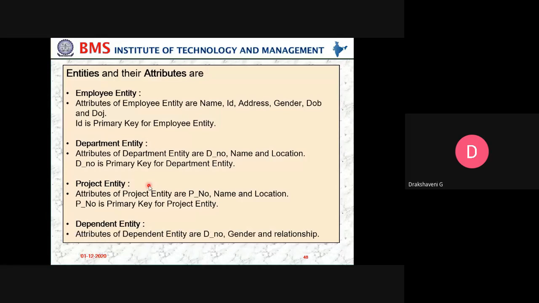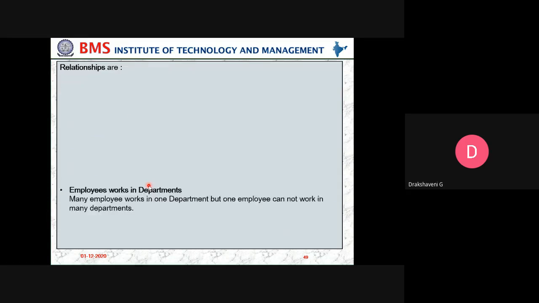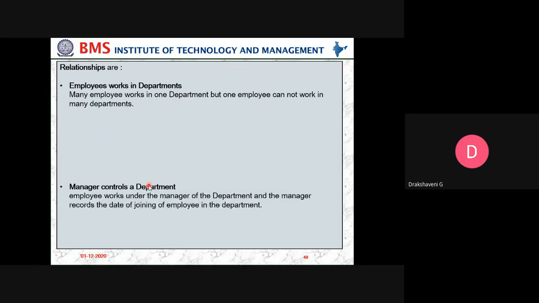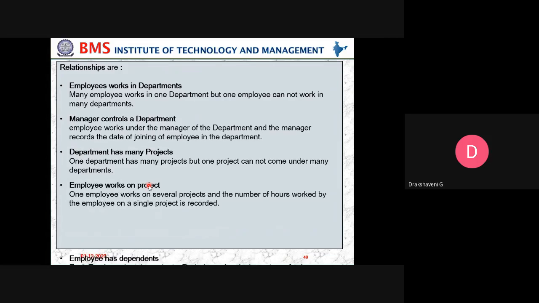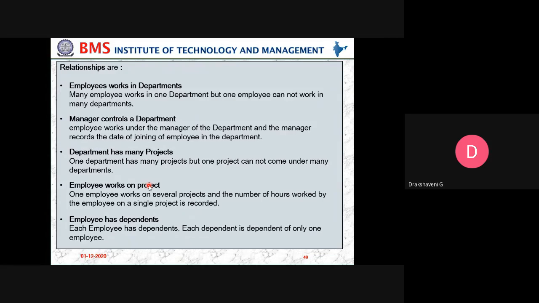Then the attributes of the dependent entity are D number, gender, and relationship. So what are the relationships? How do we represent a relationship? Employees work in the department. Yes, definitely. Like in BMSIT college, I am working for the MCA department. That's what we can see here. Many employees work in one department, but one employee cannot work in many departments.